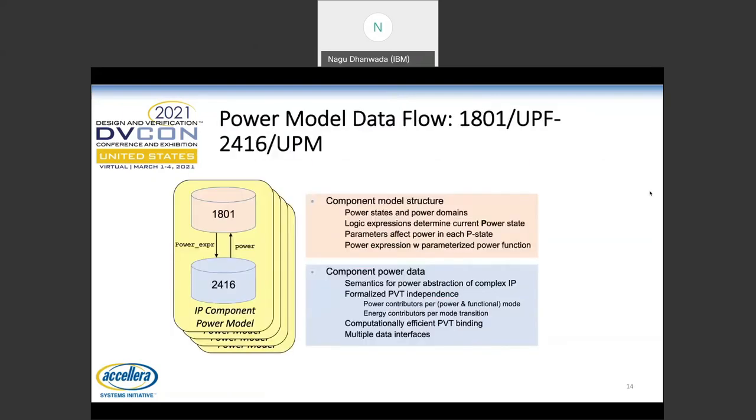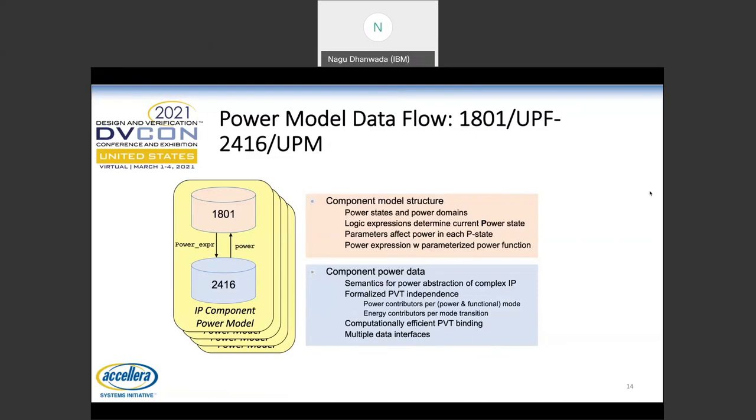Even though the 1801 standard added power state modeling capabilities in terms of the power expressions, intentionally, the data representation for power was not addressed in that standard. So what 2416 accomplishes when interfacing with 1801 is that it formalizes the semantics for power abstraction of complex IP and models PVT independence, and it formalizes how the data is stored. And the 1801 model captures the power states and power domains. It captures logic expressions determined during the current power state. It affects the parameters. So it captures the whole logic and transitions and everything.